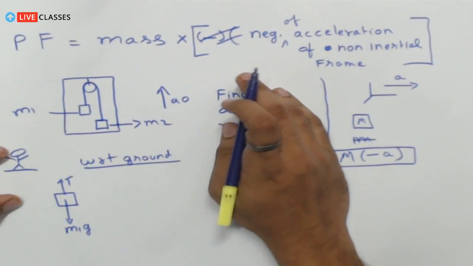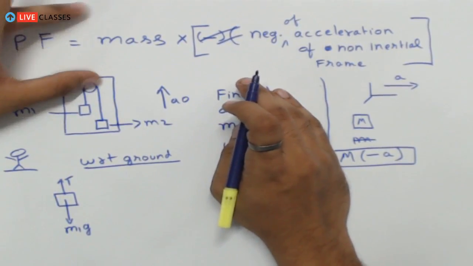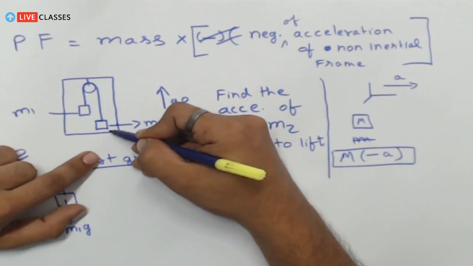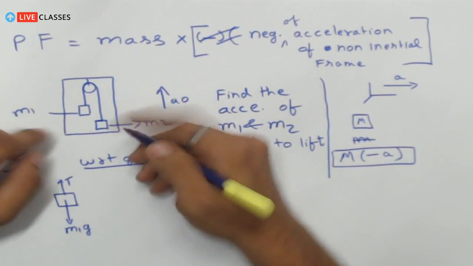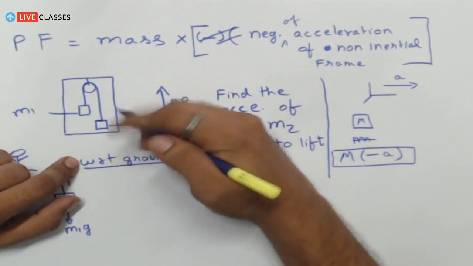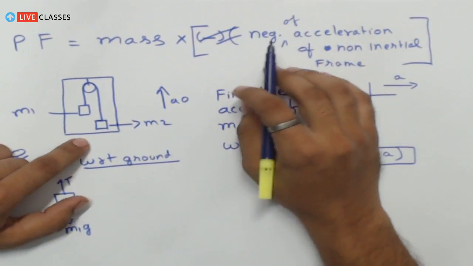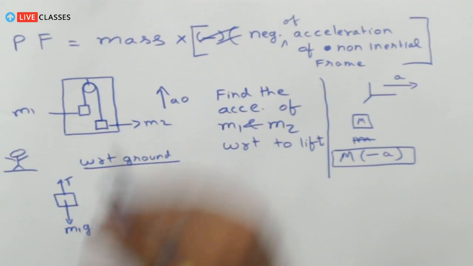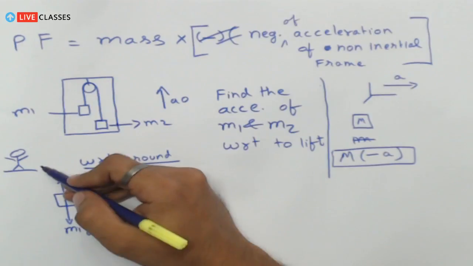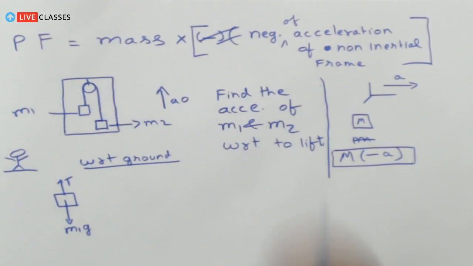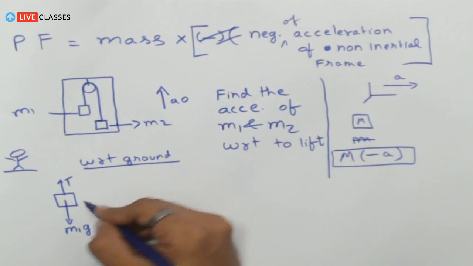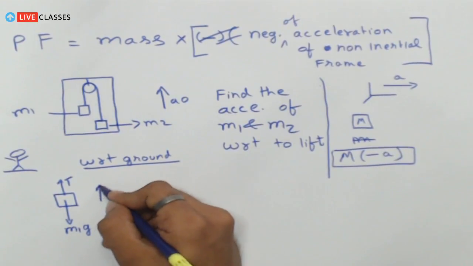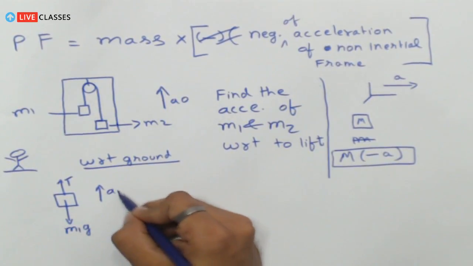As you can see, the complete lift is going upwards, right? I have made this very small, but this is long enough so that M2 is not touching the floor. Sorry for the drawing skills, as I told you. When the man is seeing M1, it is going upwards. He doesn't know what acceleration it has, but he knows the lift is going with a0. So let's assume the acceleration of the M1 block is a1.